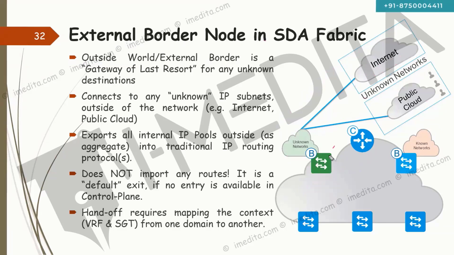It is going to export all the routes. This device is going to learn all these routes. It is going to export all these routes to the router, but it is not going to import any route from the outside into the SDA network. It will just be used as the default gateway for the SDA devices. Nothing more than that. It does not import any routes. It is used as the default route. If the exact route is not available, then this will be used as the default route to reach the external destinations. Questions? Let me know.